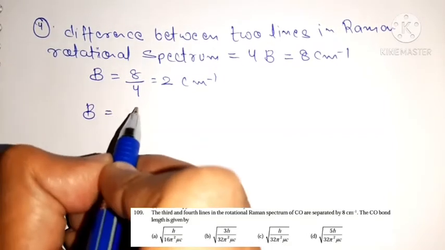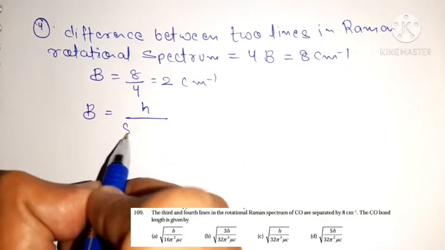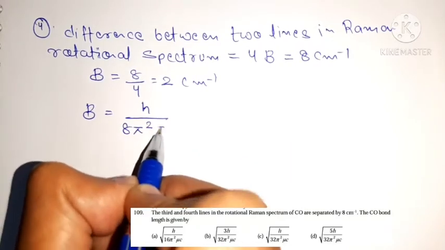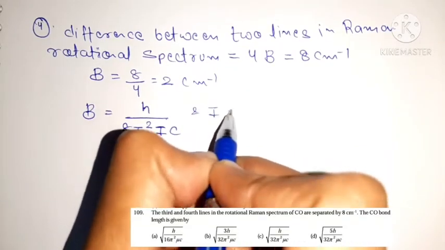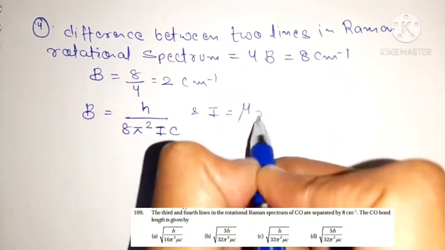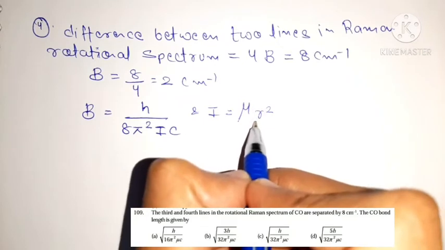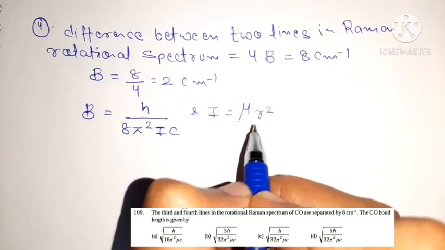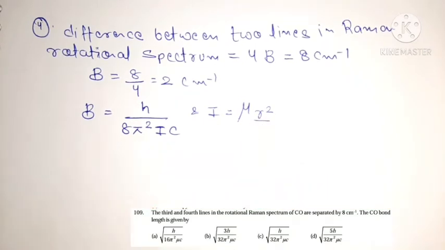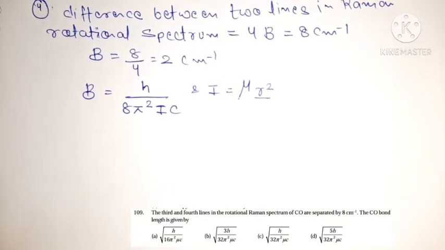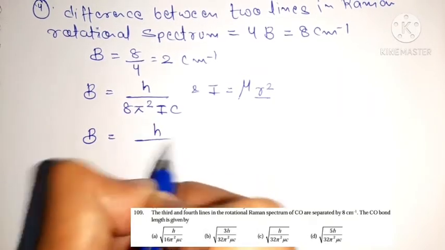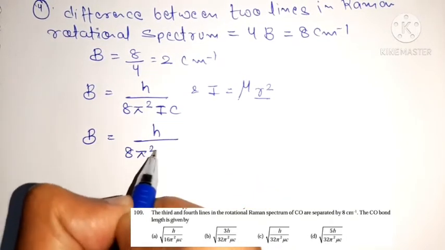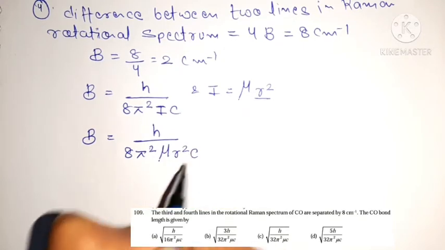Now what is the formula of B? B is h by 8 pi square IC. Here you know very well that I is the moment of inertia, and the value of moment of inertia is mu r square, where mu is reduced mass and r is the bond length, and this is the quantity which we will find. I is mu r square, understand. Now B is equal to h by 8 pi square mu r square into C.